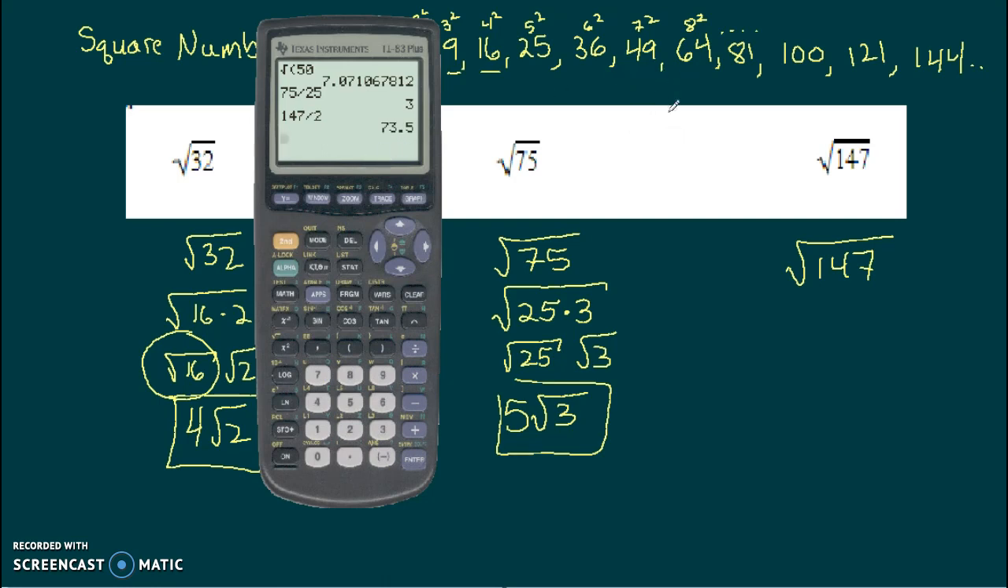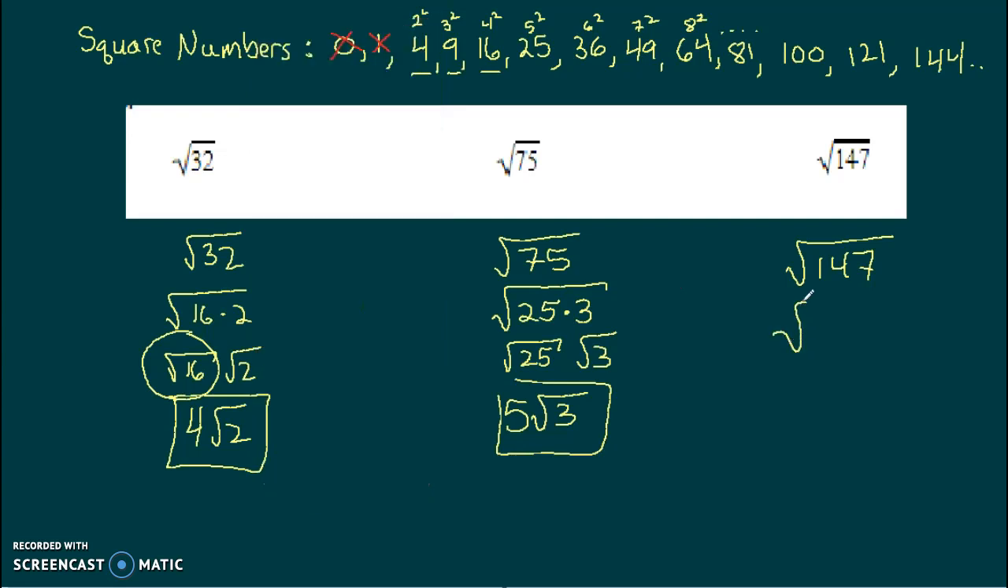So I'm wondering if 64 goes into 147. I really don't know. Actually, I do know. It's an even number. It won't. But if I didn't know, I could check. That's not going in evenly. What about 49? 147 divided by the next perfect square that's lower. How about that? It goes in evenly.